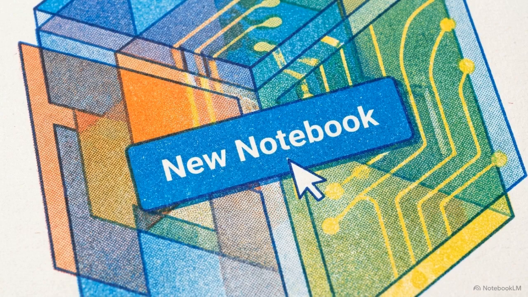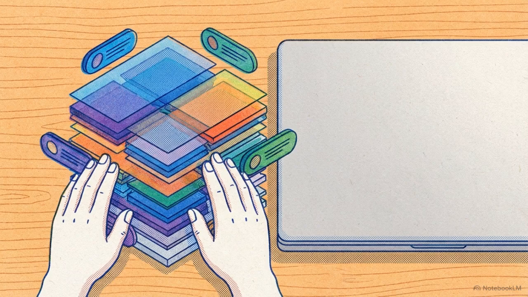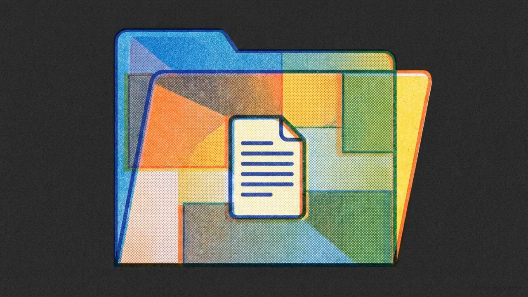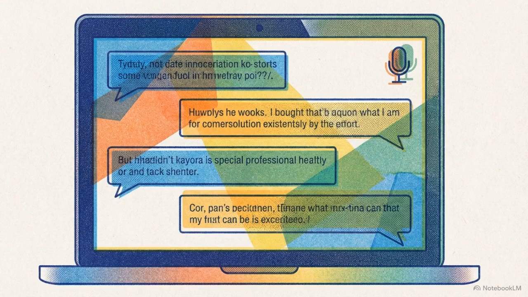Open Google Notebook LM and start by creating a new notebook. Title it Informatics IT Knowledge System, and then locate the Upload menu on the left side of your screen. Populate this workspace with the materials you gathered. Upload your PDFs, presentation decks, technical manuals, and even AI-generated transcripts from your lectures or meetings.